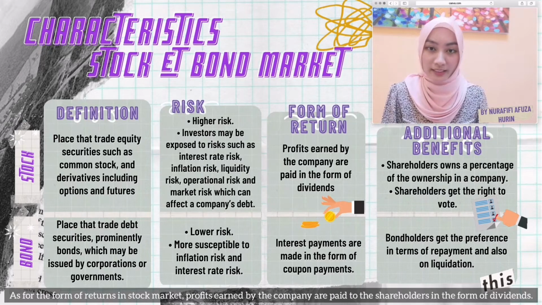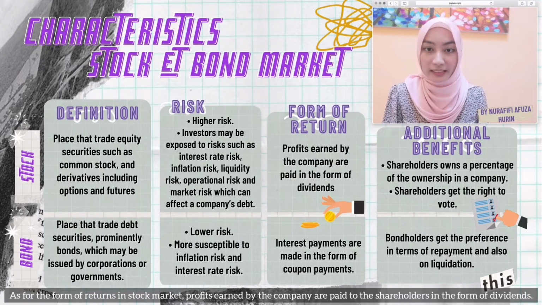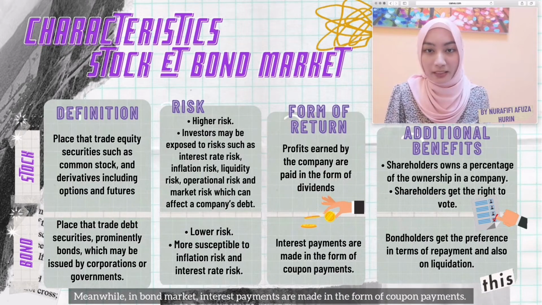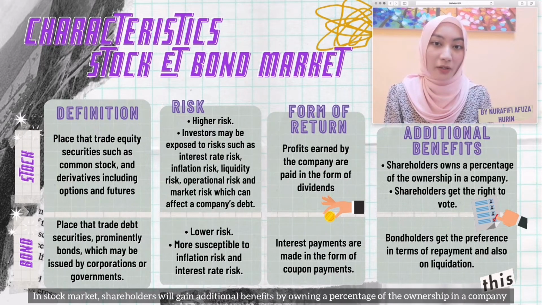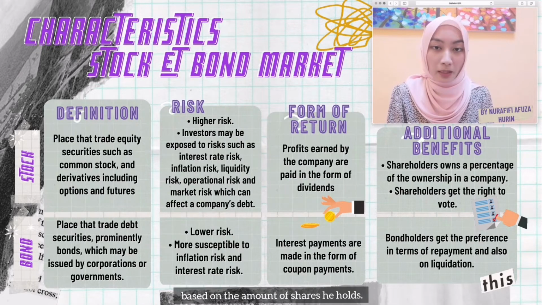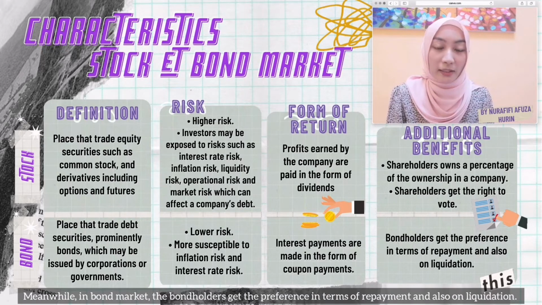As for the form of returns in the stock market, profits earned by the company are paid to the shareholders in the form of dividends. Meanwhile, in the bond market, interest payments are made in the form of coupon payments. In the stock market, shareholders will gain additional benefits by owning a percentage of the ownership in a company based on the amount of shares he holds. Shareholders also have the right to vote. Meanwhile, in the bond market, the bondholders get the preference in terms of repayment and also on liquidation.